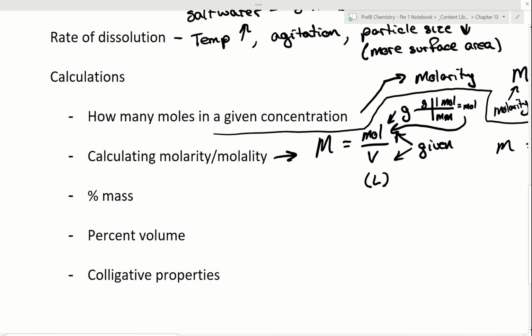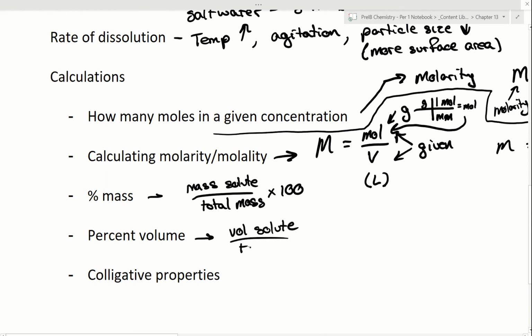Percent mass should be pretty straightforward. Percent mass is just the mass of the solute over the total mass, all times 100. All right, percent volume is just going to be the volume of the solute. And just like with percent mass, it's going to be over the total volume times 100. All right, and so you'll be able to calculate those. Those shouldn't be too difficult. There's a couple examples in the worksheet, so make sure you look at those.